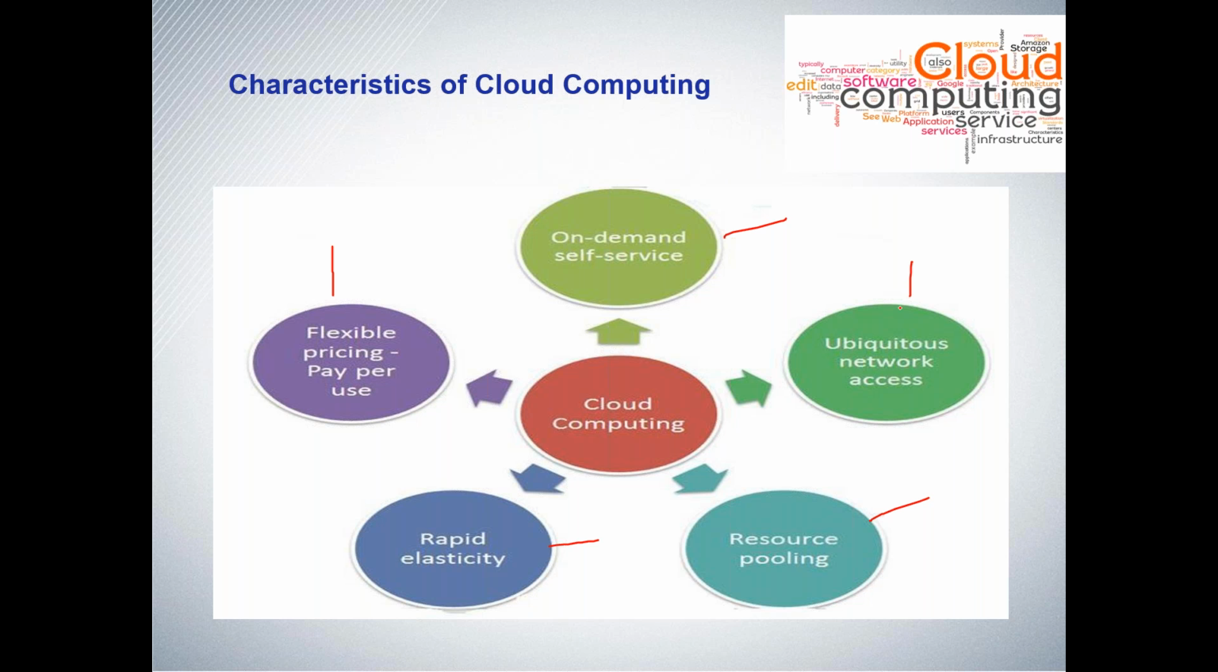And ubiquitous means you can access it from anywhere, from any device. Resource pooling, you're going to access these resources along with many other users. It is a shared resource along with many other customers. Rapid elasticity, which means I can scale up and I can scale down. I can increase the capacity, decrease the capacity whenever I want.